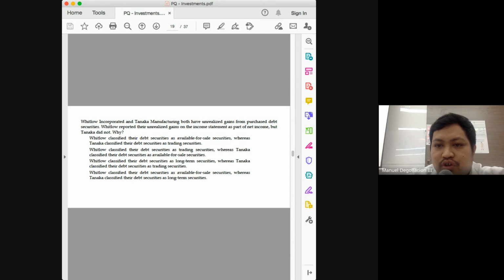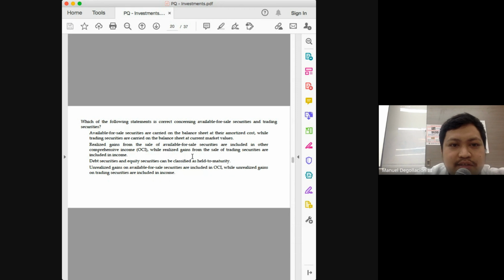Okay, what's the question? Whitlow reported their unrealized gains in the income statement as part of net income, but Tanaka did not. Why? The answer here is the second choice. Whitlow classified their debt securities as trading, whereas Tanaka classified their debt securities as AFS.